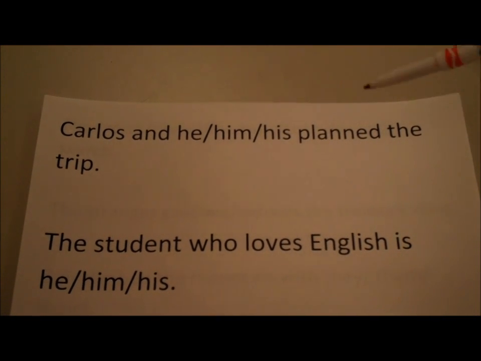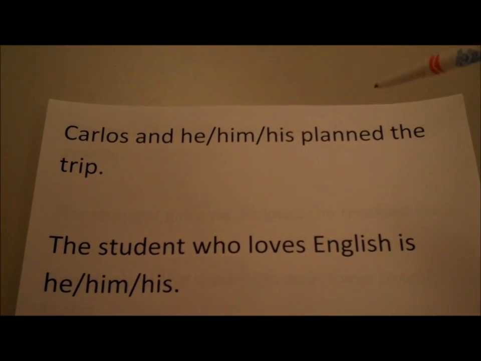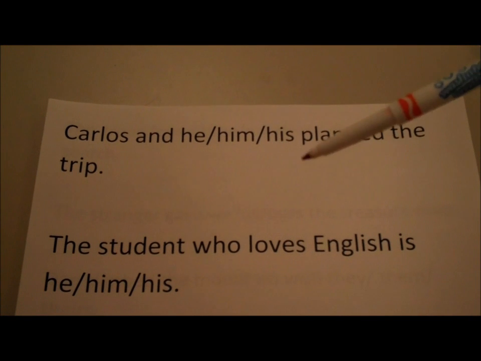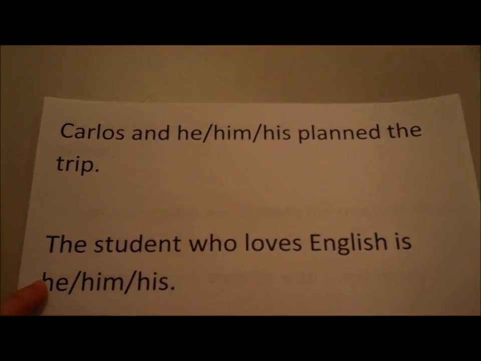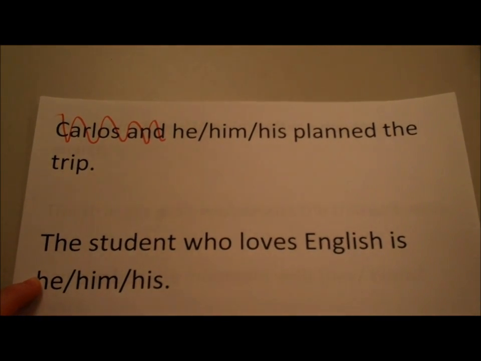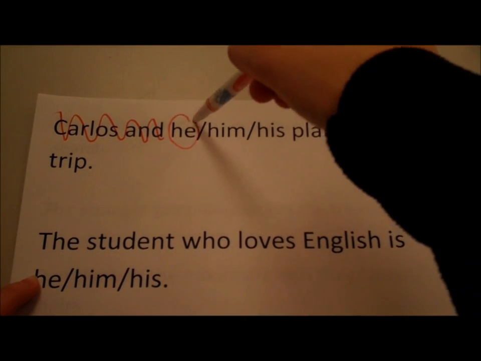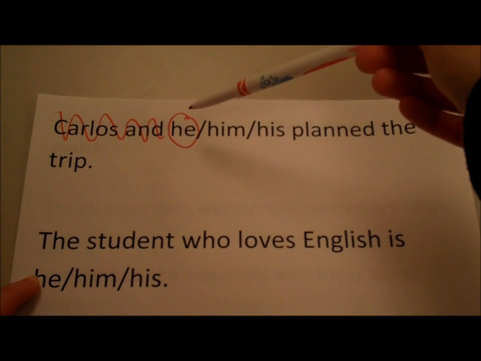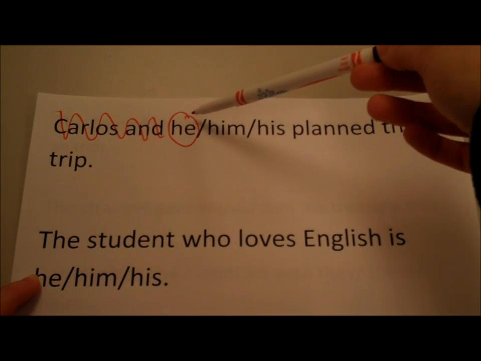Okay, so let's look at our first example. Carlos and he, him, or his planned the trip. This is working as the subject of the sentence. We want to cross out Carlos and to try to figure out which pronoun we should use. We would say he planned the trip. Because it's working as the subject, we choose the nominative case.